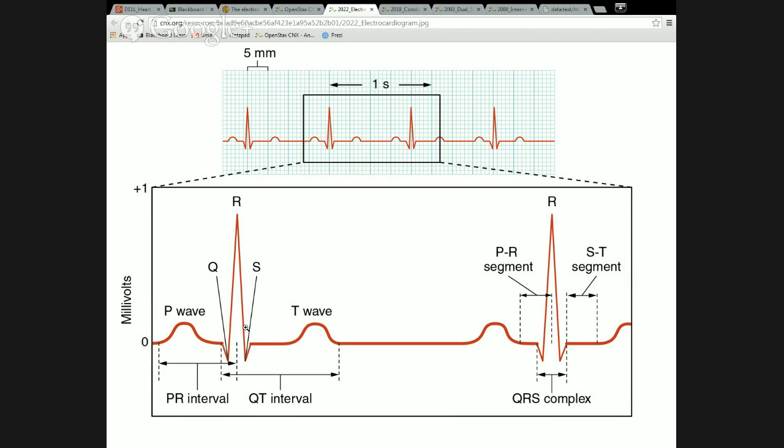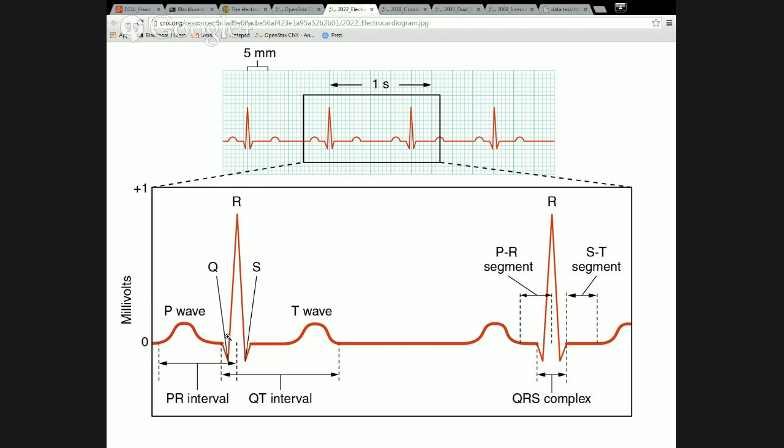Again, when the spike is over and the pen is back to the zero line, that doesn't mean that the cells have repolarized and they're back to rest. They're still depolarized. The ventricular cells stay depolarized for almost 300 milliseconds. And then when they repolarize, that change in the membrane potential is the next thing we see, which is the T wave.